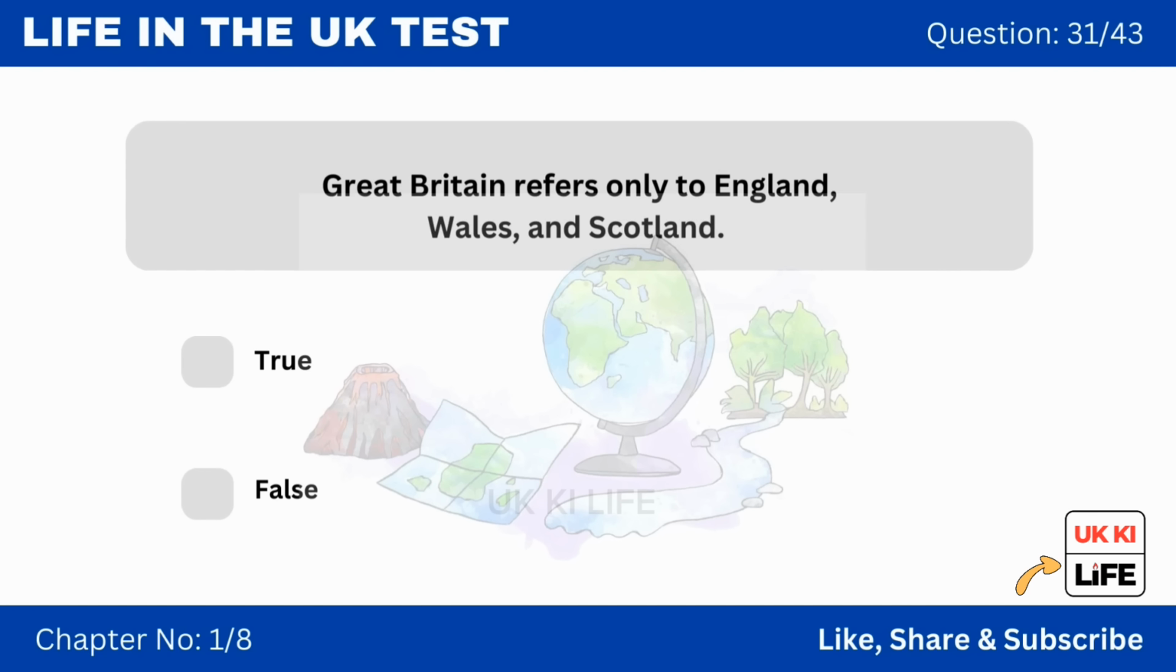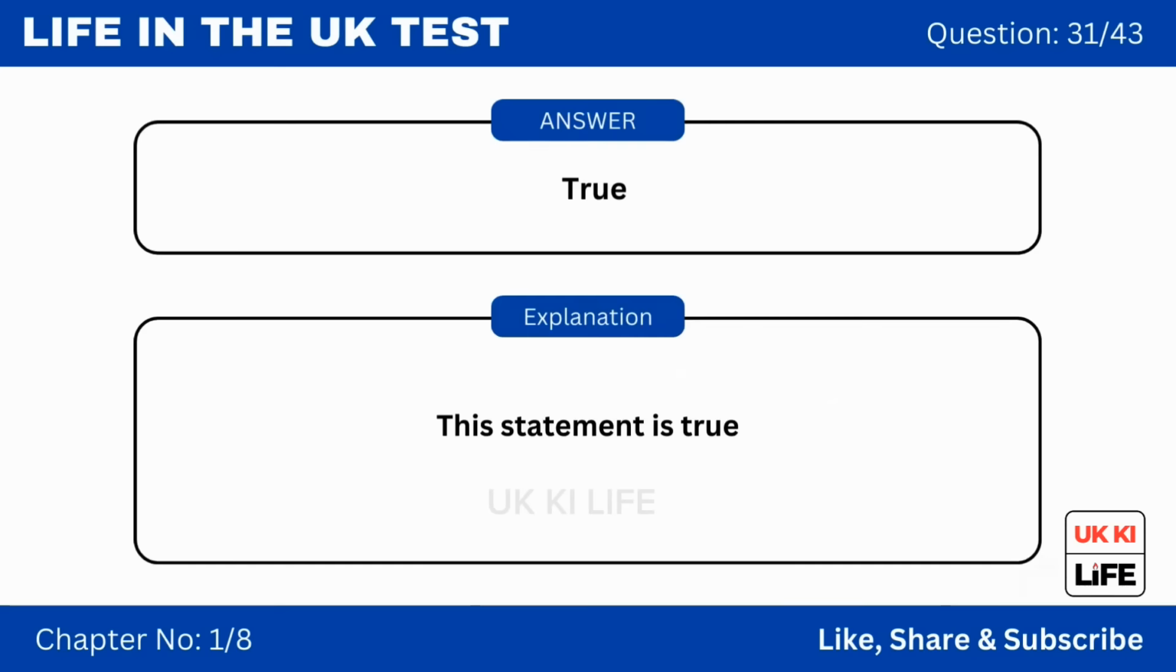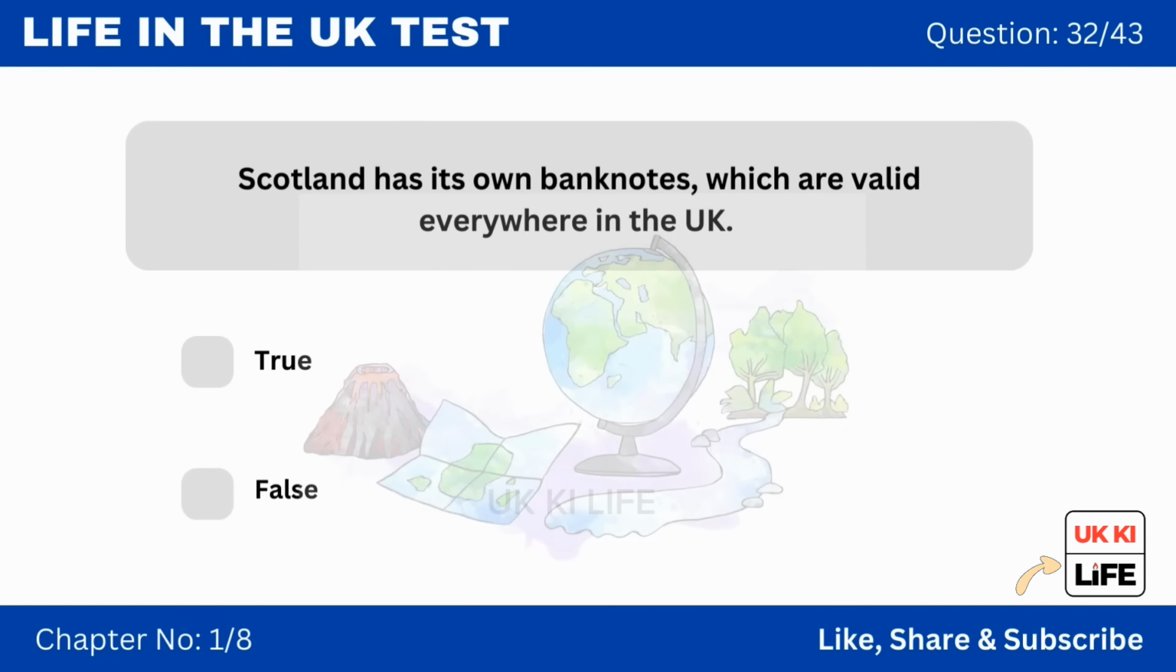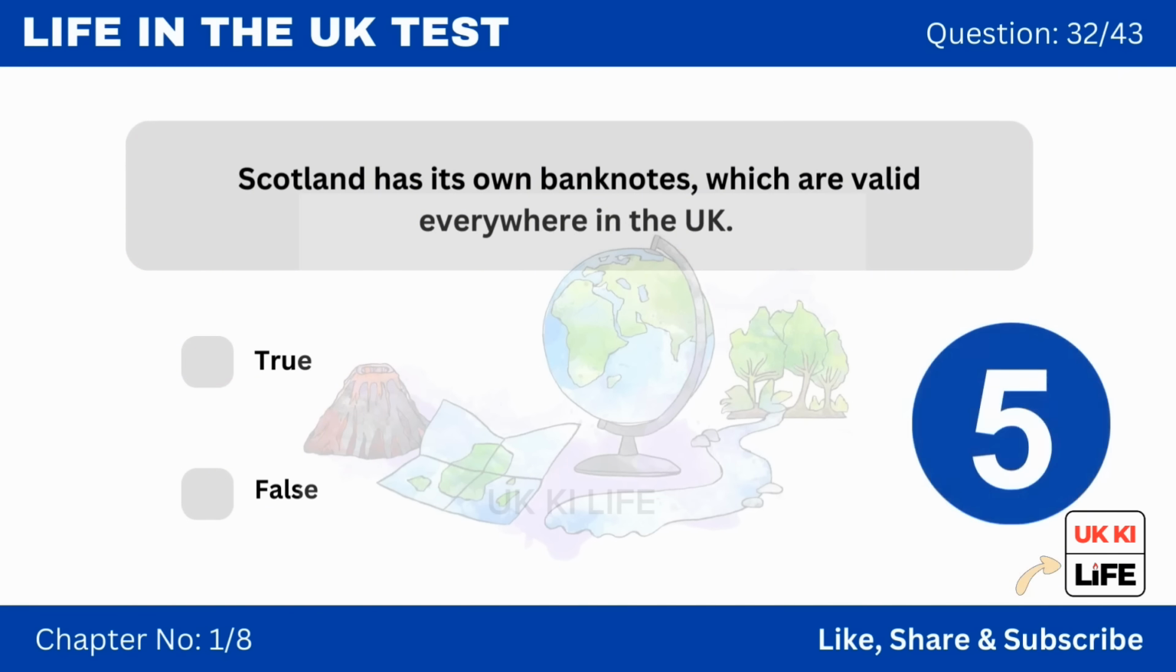The correct option is A. Explanation: this statement is true. Question 32. Scotland has its own banknotes, which are valid everywhere in the UK. True, false?